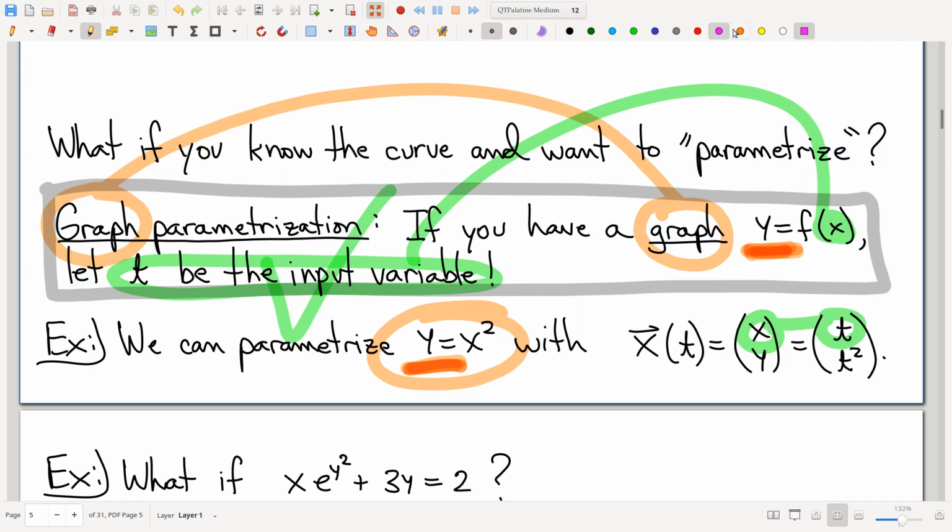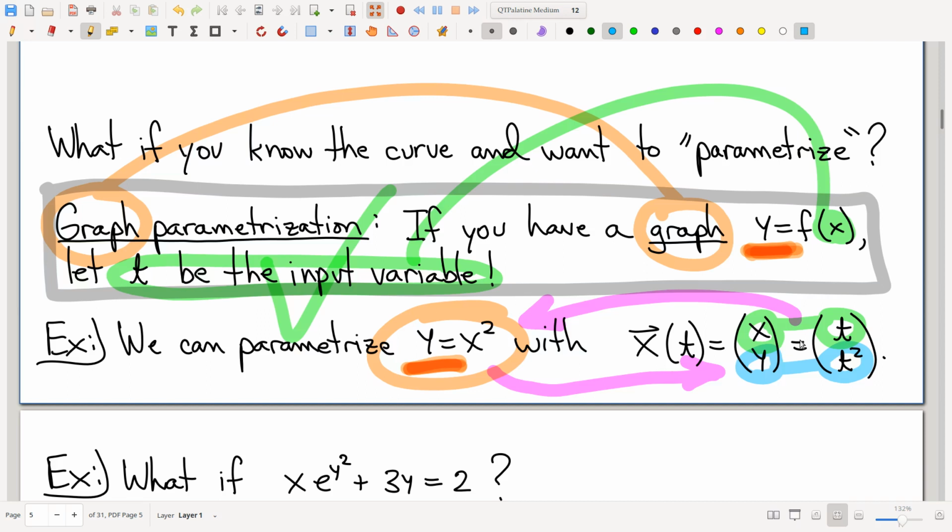Because, after all, if x is t, then I have to let y be t squared. And position as a function of time. Everybody see how that works? It's very plug and chug. Now again, it doesn't always work. It only works if it's a graph, and there are other methods, so all the disclaimers, but when it works, it is easy to do. Okay, let's see another example.